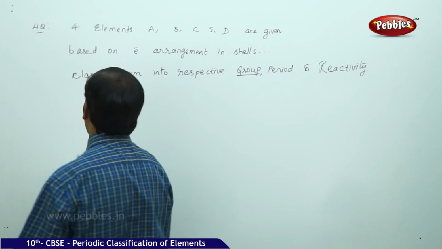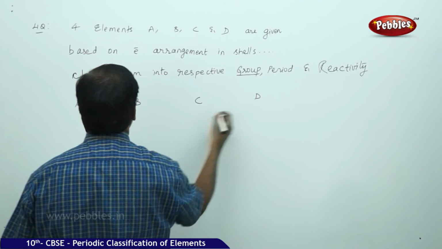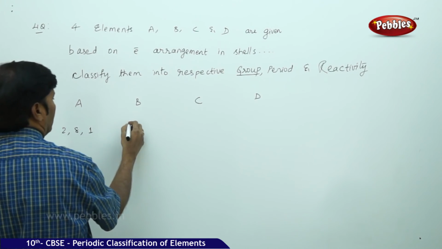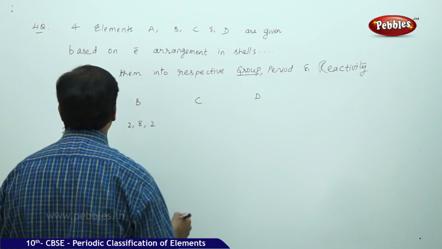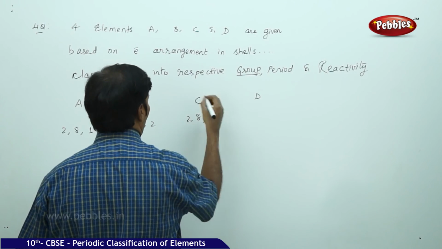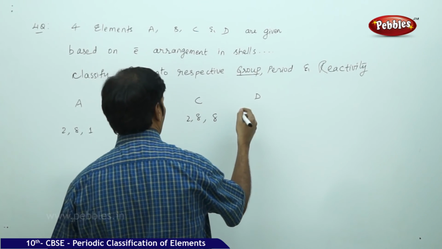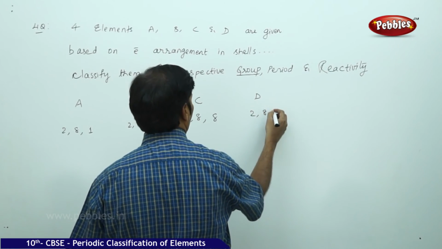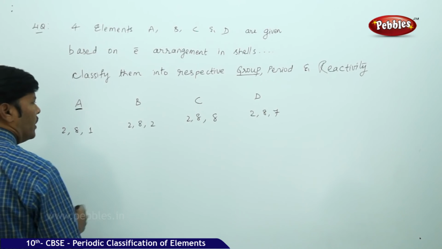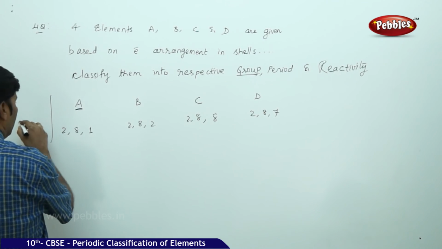Group and reactivity. Suppose you take A, B, C and D. This is 2, 8, 1. This is 2, 8, 2. Then this is 2, 8, 8. And this is 2, 8, 7. 4 different elements are there. So here this is nothing but electronic arrangement. Let us say this, I can just classify it like this.